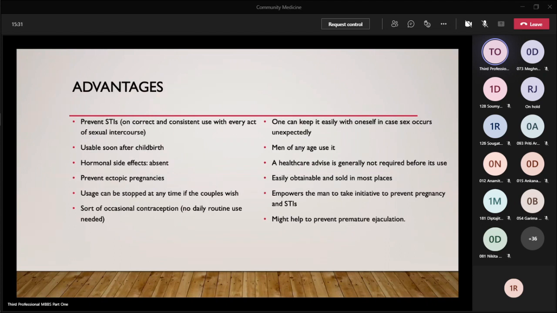It's easily obtainable and sold in most places. It empowers men to take the initiative to prevent pregnancy and sexually transmitted infections. This is what man empowerment is. Man can do something in this regard, and it might also help in certain cases of premature ejaculation.